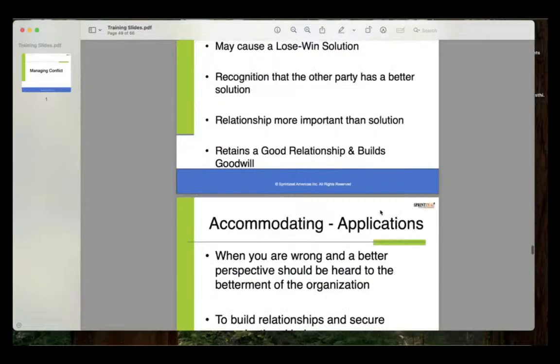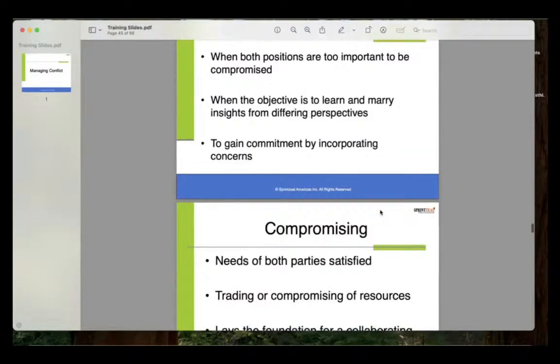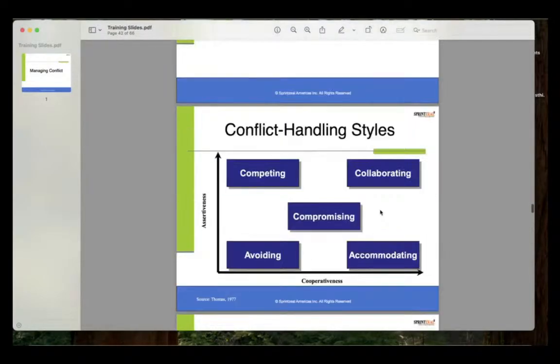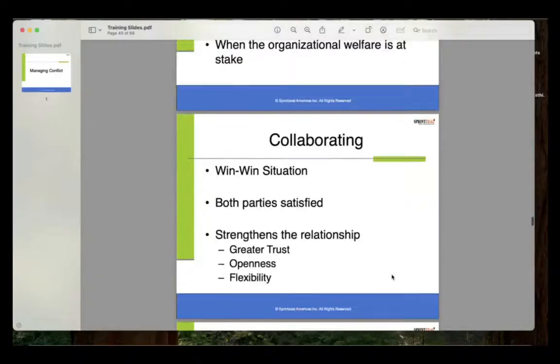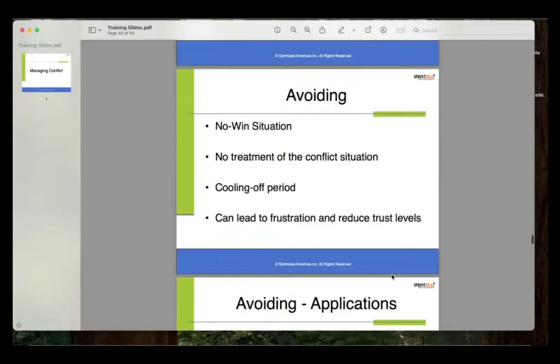Okay, understood all the styles. Let's see once more. We saw and discussed the competing style, collaborating style, compromising, and avoiding, then accommodating. So these are more assertiveness if it is going like this, and these are more about cooperativeness if it's going like this. So we understood the styles.